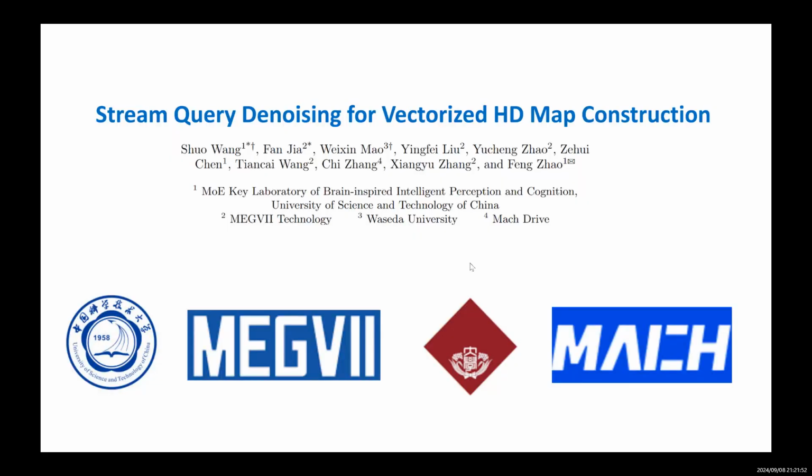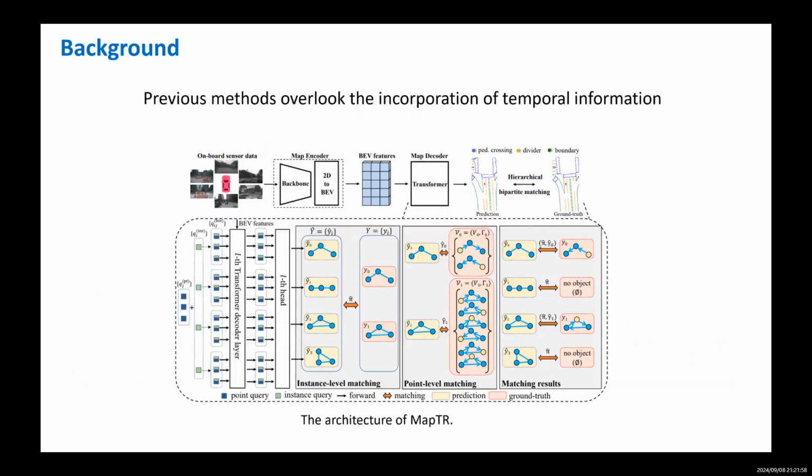Hello everyone. I will present the paper named Stream Query Denoising for Vectorized HD Map Construction. HD maps serve the crucial purpose of furnishing centimeter-level location information for map elements and play a pivotal role for various applications in autonomous driving.